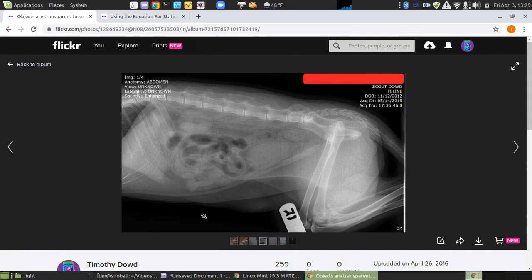X-rays like this one are relatively low doses, but there's an obvious limitation to them. This is essentially just a two-dimensional shadow of all the internal structure of my cat. It's all flattened onto one flat image. So there's not a lot of information about what's going on three-dimensionally inside.